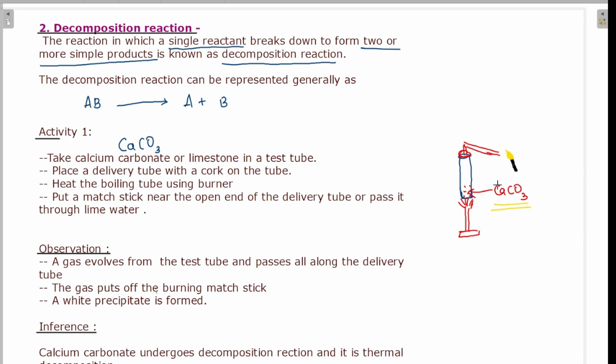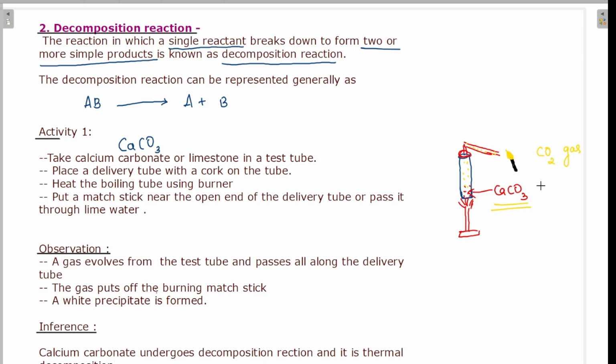We have taken the calcium carbonate in this test tube and then we are going to heat it with the help of a Bunsen burner. The calcium carbonate will undergo the decomposition reaction along with the liberation of gas here. We don't know which gas is being liberated, so we will collect it in the delivery tube for testing. It is observed that when the burning matchstick is brought near this delivery tube where the gas is being collected, the gas will put off the burning matchstick. Then we come to the conclusion that the gas being released is carbon dioxide gas, because we know that carbon dioxide gas will put off burning fire.